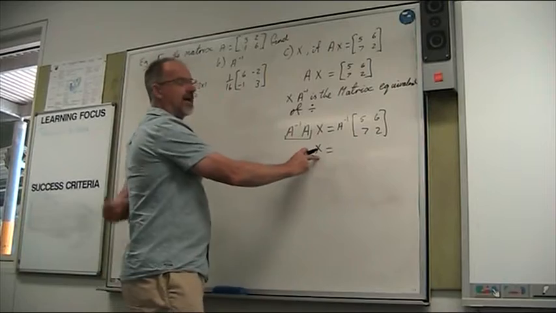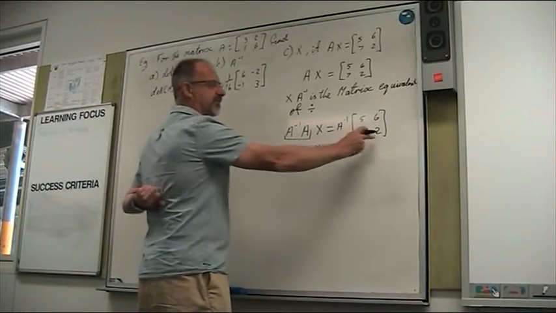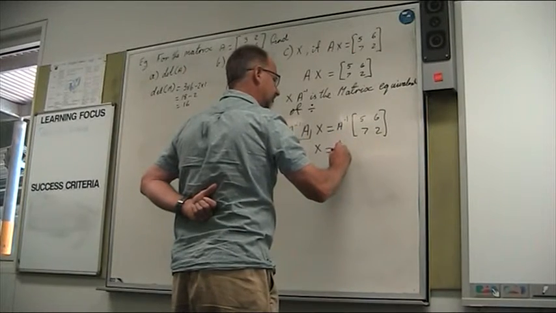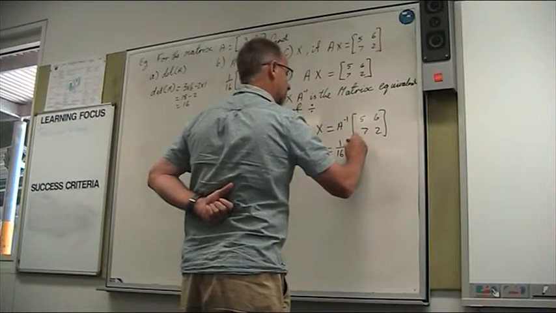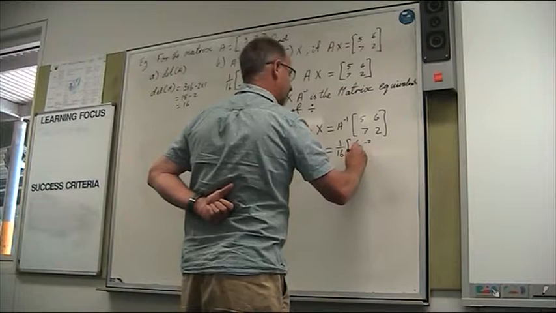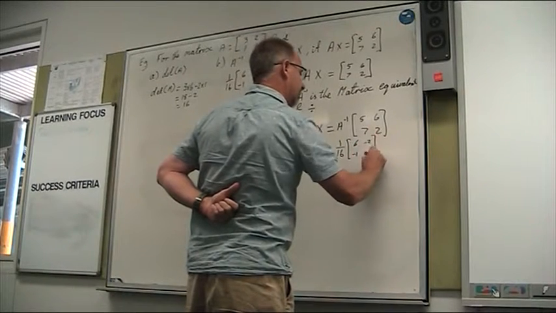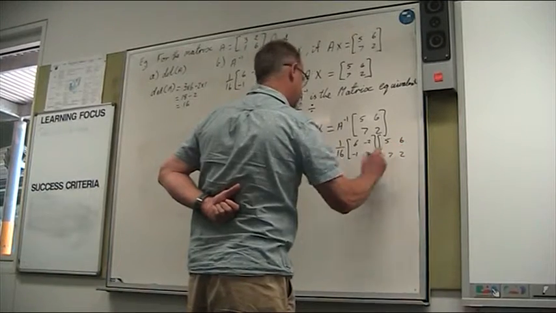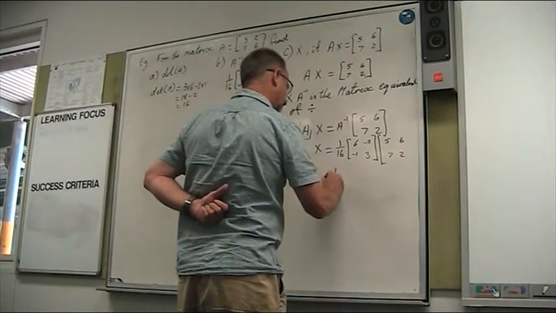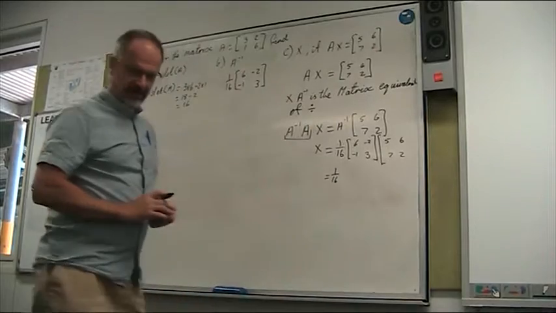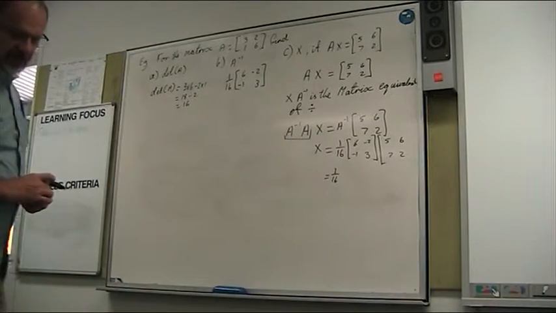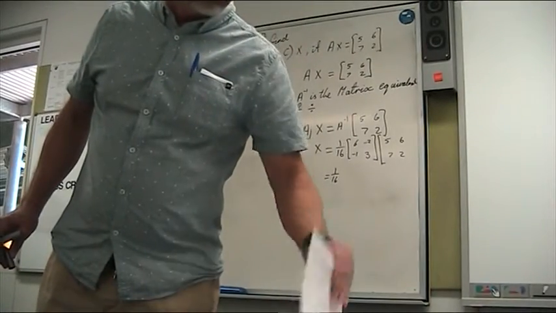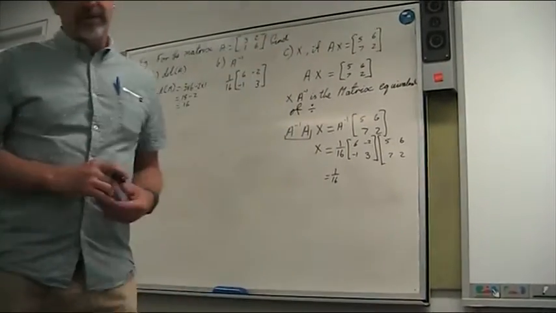So to find matrix X, I multiply the inverse by that. So the inverse is 1/16 times 6, minus 2, minus 1, 3, and then multiplied by 5, 6, 7 and 2. So leave the 1/16 out there, then we don't have any horrible numbers to worry about.